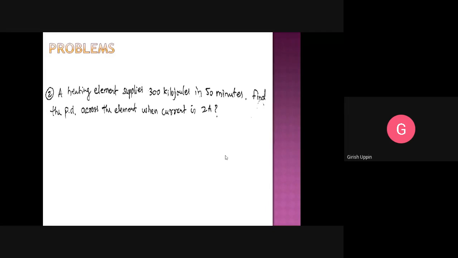Note down the problem. A heating element supplies 300 kilojoules. Okay, that is work. In 50 minutes, find the potential across the element when current is 2 amperes.